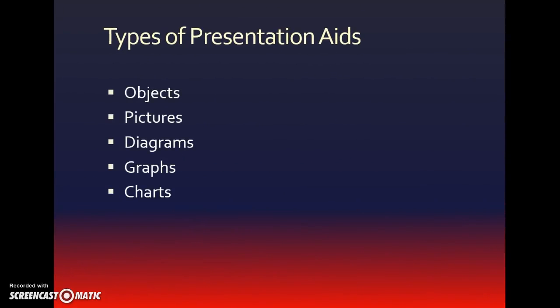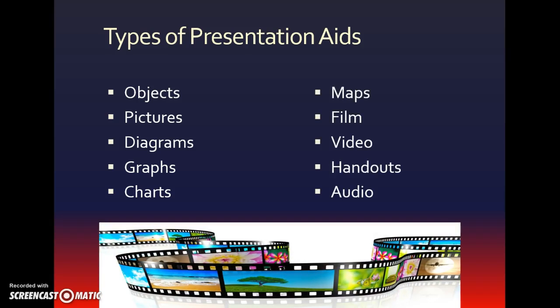Different types of presentational aids you can use. You can bring in an object, you can bring in a picture, you can use things like diagrams, graphs, and charts, maps, a film, a video, handouts for your participants, or audio files. Keep in mind that if you want to use a film or some sort of video clip, it needs to be an appropriate length for the length of your speech. So if you are giving a 5 to 7 minute speech, I would not encourage you to have a video more than, say, 30 seconds.